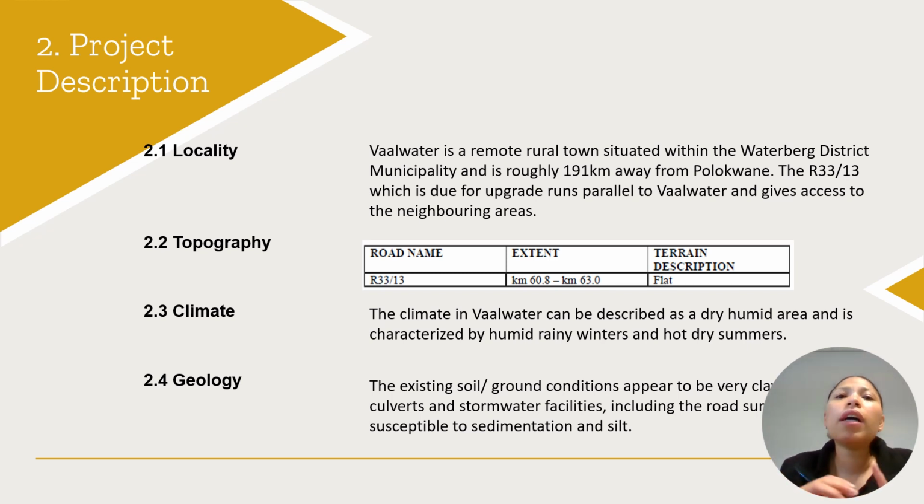Then geology, based on the information given, it appears that the soil ground conditions are very clayey. That means that the soil is very susceptible to moisture content. So that would be taken into account when dealing with the pavement structure.